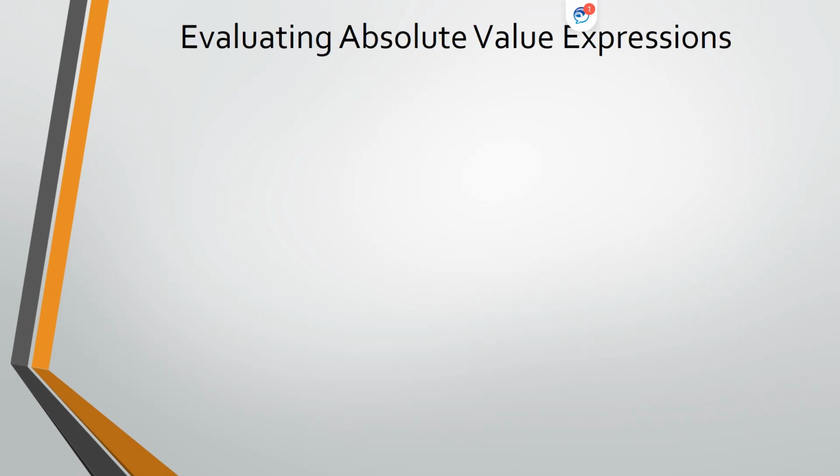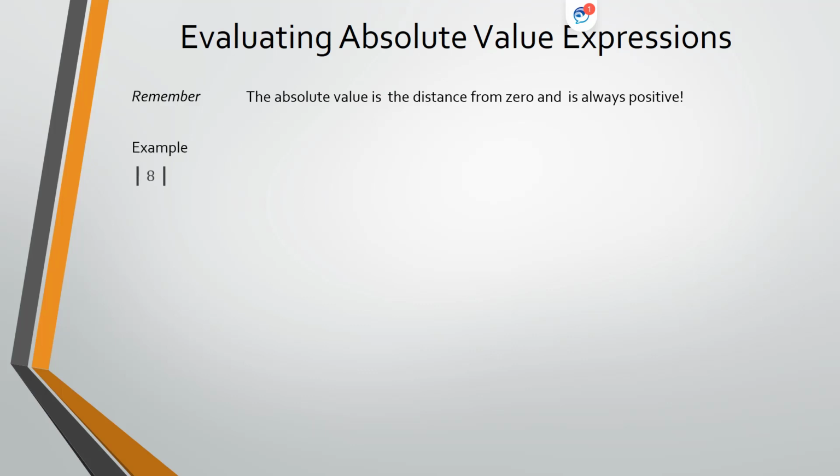Okay, finally, we're going to look at evaluating absolute value expressions. But remember, before we start, the absolute value is the distance from 0 and is always positive. For example, the absolute value of 8 is 8. The absolute value of 0 is 0. The absolute value of minus 5 is the distance of minus 5 from 0, which is 5.